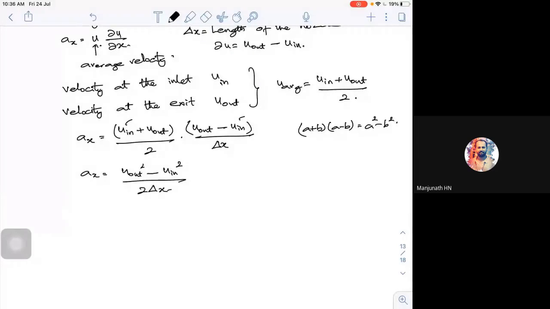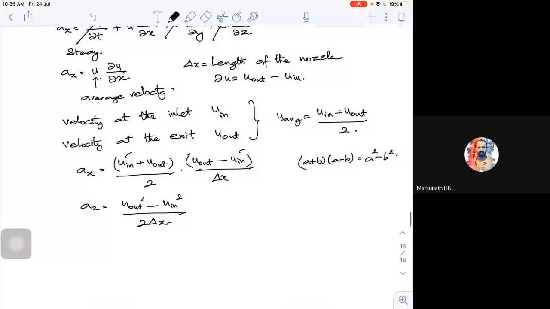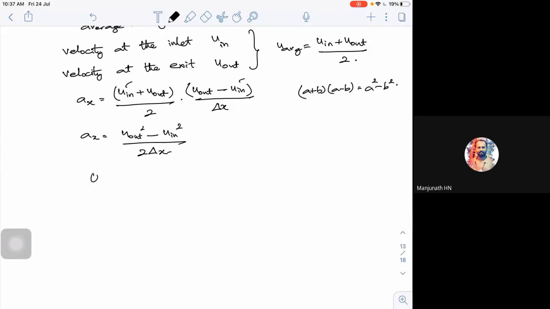So now in this particular problem, I can calculate the discharge. How to calculate the discharge? We know from the continuity equation that for an incompressible steady fluid, the discharge is equal to A into V, the velocity. So here I can calculate U in equal to Q by A in, and U out equal to the discharge by the area at the outlet. So U in is calculated, U out is calculated, and delta x is given. If I know the nozzle, I can easily calculate the acceleration of the fluid.